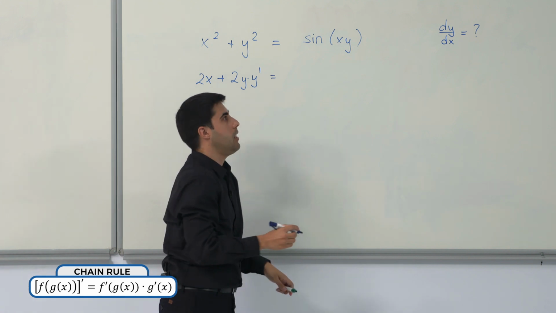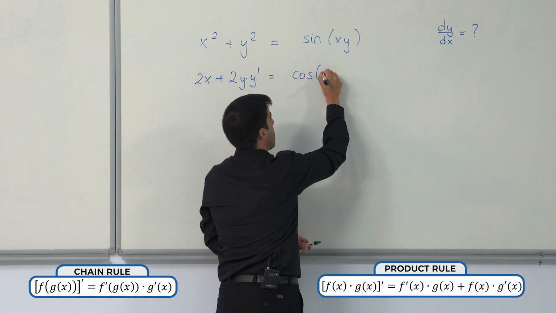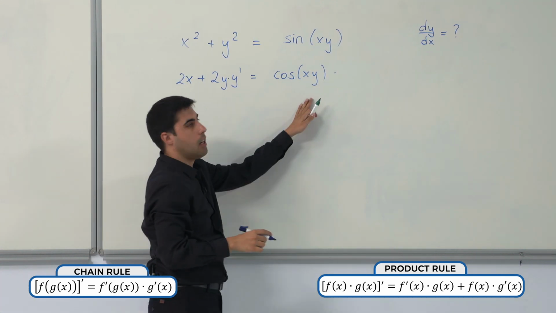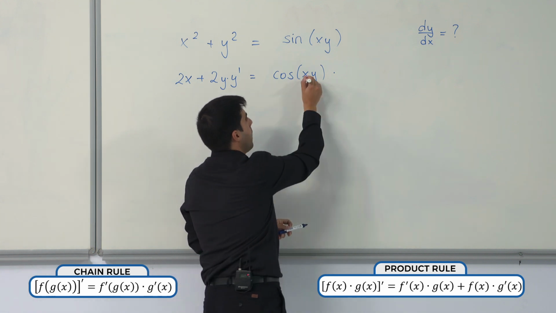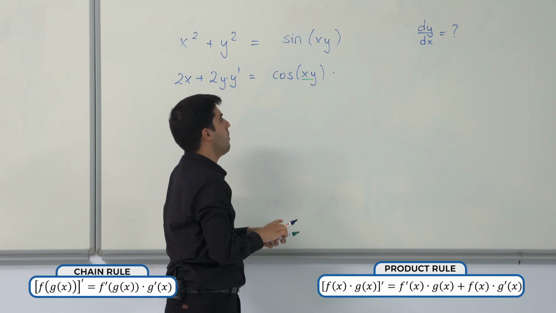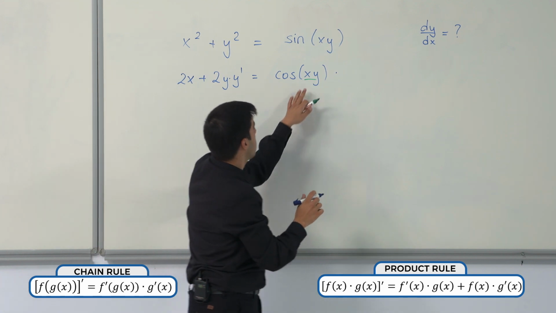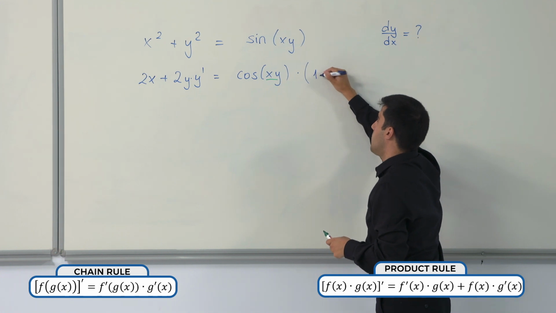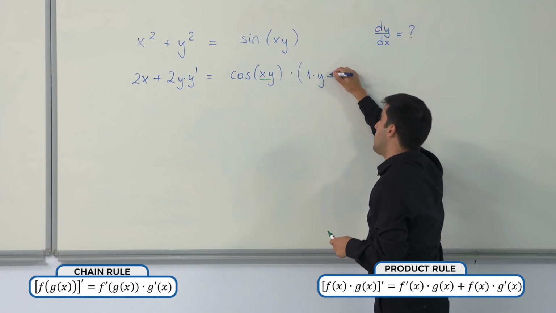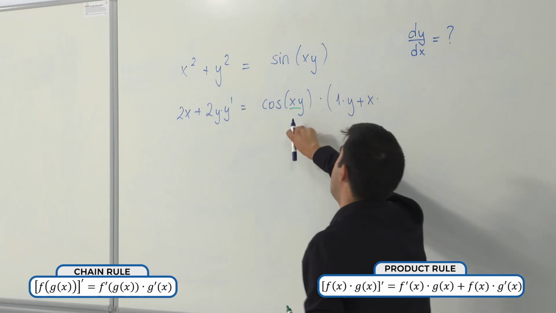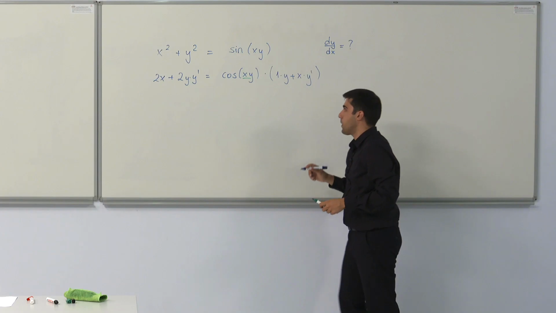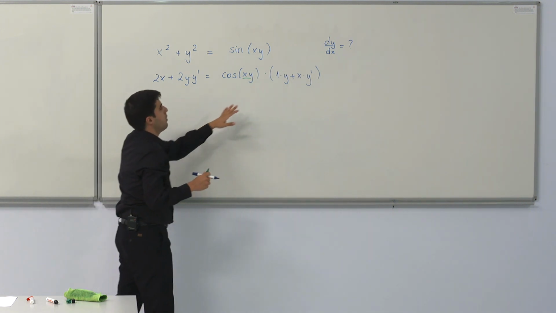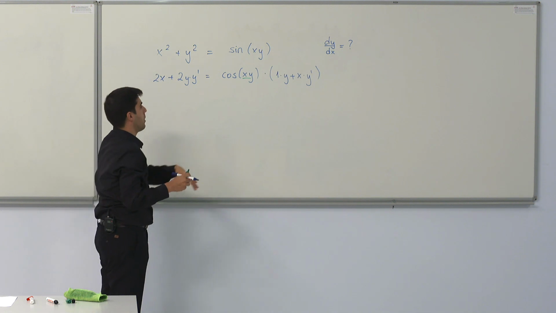So the derivative of sine is cosine of x times y, times the derivative of the inside from the chain rule. Note that we have a product inside, so we need to use the product rule as well. So the derivative of the first one is 1 times the second one, y, plus the first one, x, times the derivative of the second one, which is y prime. Again, y prime appears on both sides. We have to move y primes to one side and everything else to the other side.